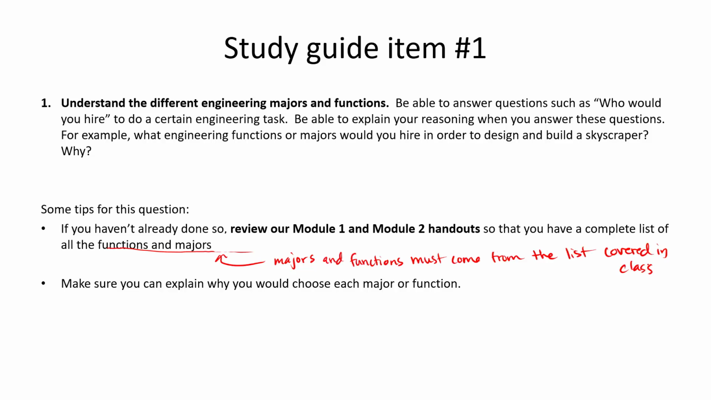So for example, if we were answering that question about who would you hire to design and build a skyscraper, if you said that you wanted to hire someone whose function was something like drafting, that is not one of the specific functions that we covered in class, so that would not be an acceptable answer. But you could choose a function such as design or manufacturing or one of the others which we did cover. So please be aware of this point and make sure that the functions and majors you specify are the ones that we specifically covered in lecture.